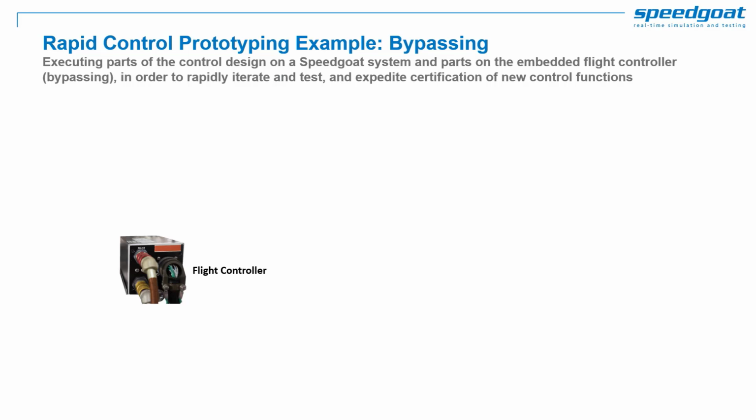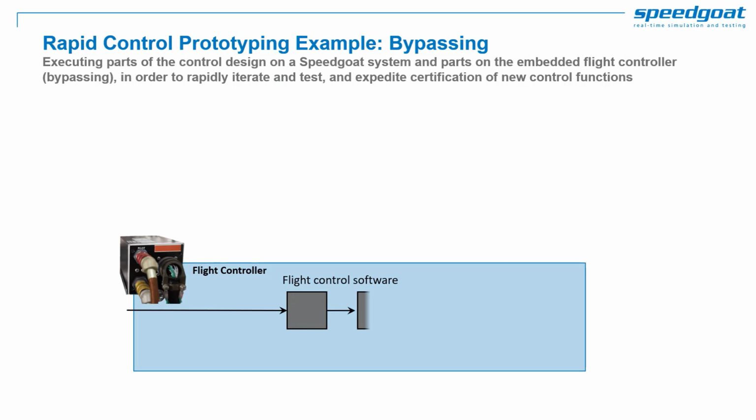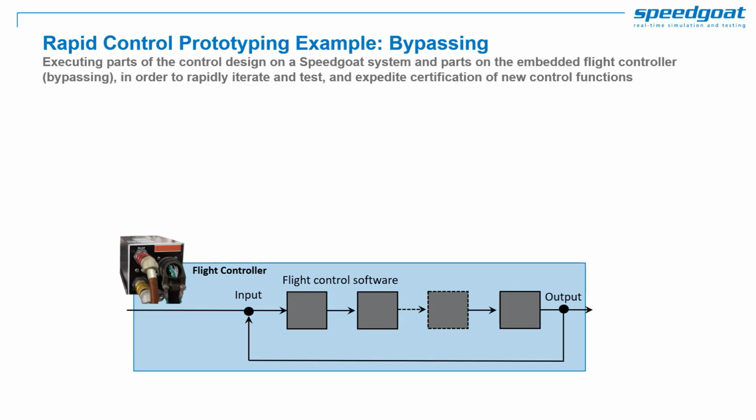If you want to work on one specific function for a new software build on your flight controller which is already certified, this may come in handy. Let's say you have your flight controller here, with your flight control software, which is represented by these blocks, which run in a continuous loop. Your goal now is to certify just one function or test and tune one function.